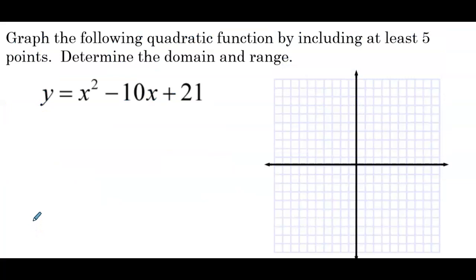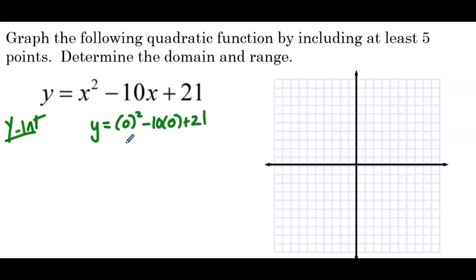Same directions. Next function is y equals x squared minus 10x plus 21. We'll start with the y-intercept again. So that happens when x equals 0. So we have y equals 21 as the y-intercept. So 0, 21.